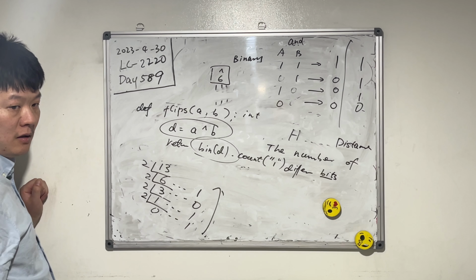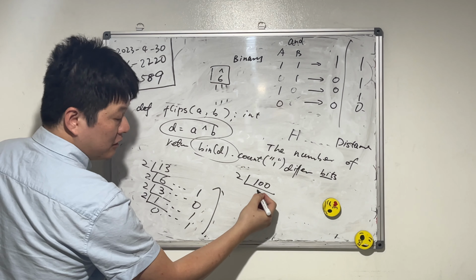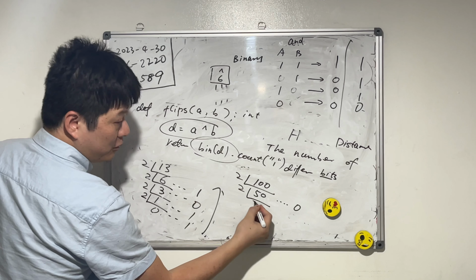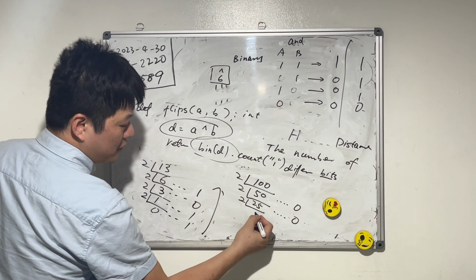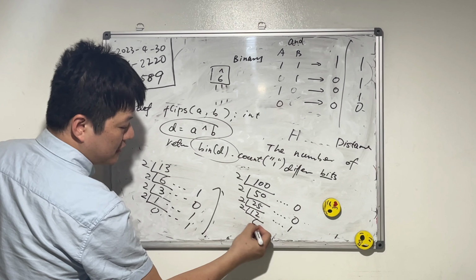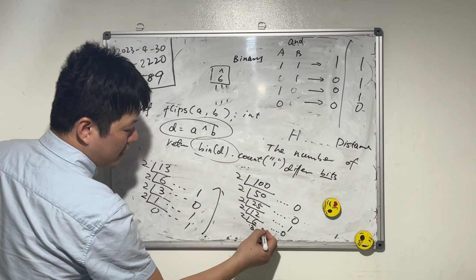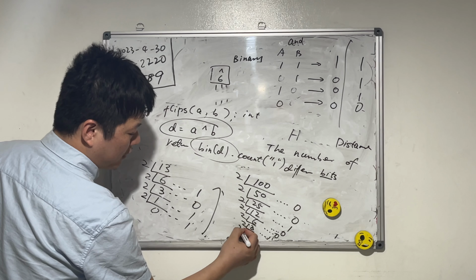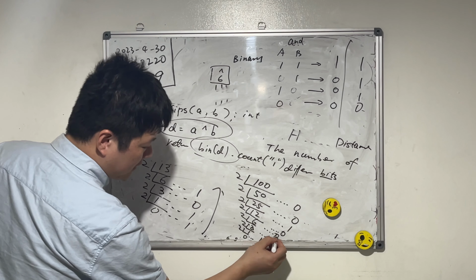Another example. 100. 100 divided by 2, 50, remaining 0. 50 divided by 2, 25, remaining 0. 25 divided by 2, 12, remaining 1. 12 divided by 2, 6, remaining 0. 6 divided by 2, 3, remaining 0. 3 divided by 2, 1, remaining 1. 1 divided by 2, 0, remaining 1, right? So it's 1, 1, 0, 0, 1, 0, 0.